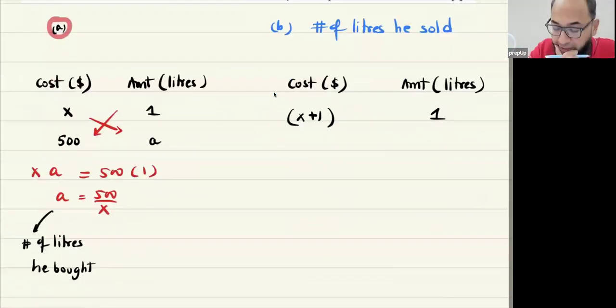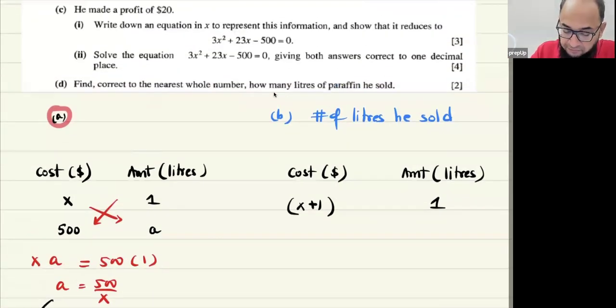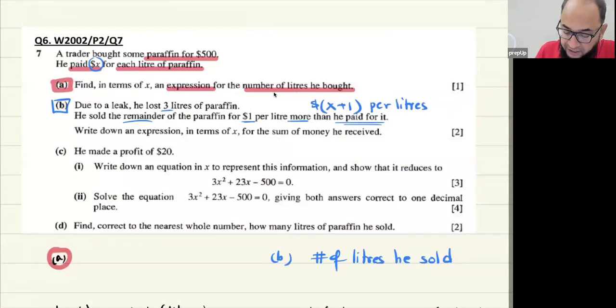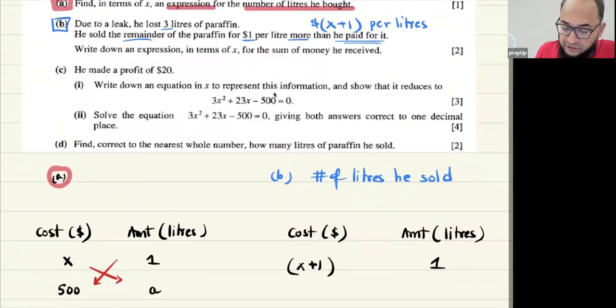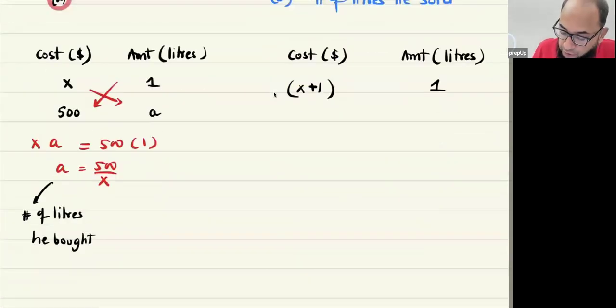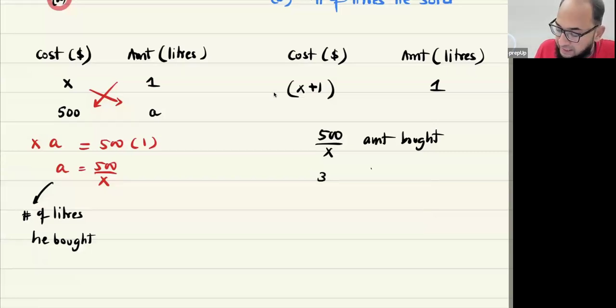Now this is getting a little bit weird. First of all, we have $500. This time, what do we have? We have the amount, which is 500 over x. This is the amount, out of which 3 liters was lost. So 500 over x was the amount bought, and 3 liters was leaked.